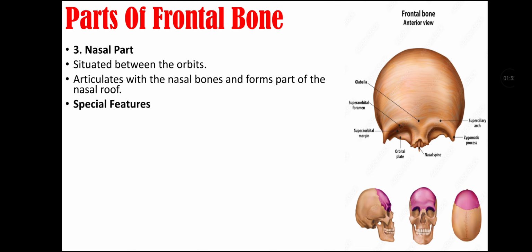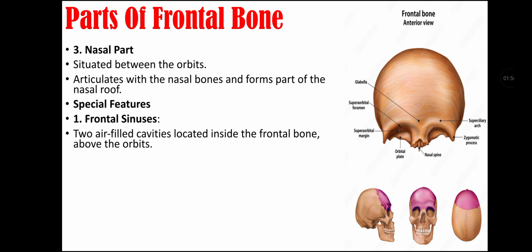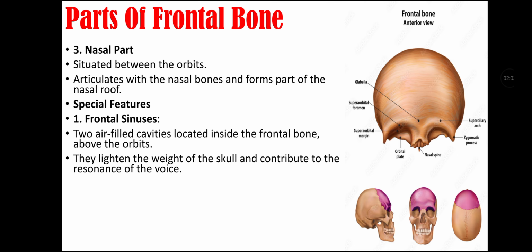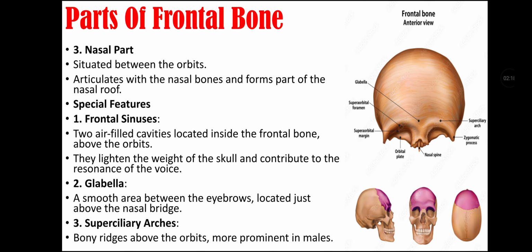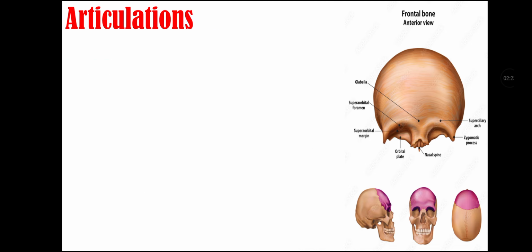Special features of frontal bone include frontal sinuses. They are two air-filled cavities that are located inside the frontal bone above the orbits. They lighten the weight of skull and contribute to the resonance of the voice. Next feature of frontal bone is glabella. That is a smooth area between the eyebrows that is located just above the nasal bridge. Third feature is superciliary arches. They are the bony ridges above the orbits and they are more prominent in males.